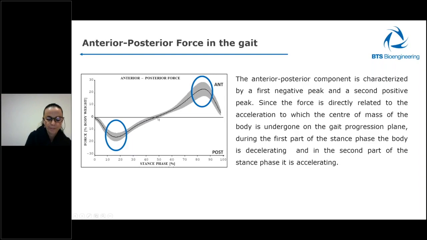When the limb is in the posterior position during the second phase of the stance, the curve becomes positive, and the peak is representative of the acceleration which the center of mass is subjected to in order to allow its forward movement along the walking direction.